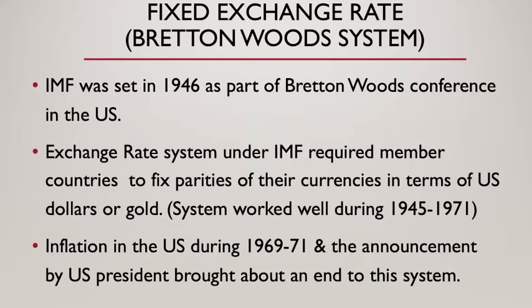The system worked well during 1945 to 1971. So there was high inflation in the US during 1968, 69 to 71. And the US government was thinking about how to combat the inflation rate. Then they decided that maybe ending this fixed exchange rate system might be better for the US, and they decided that we will no longer have a fixed exchange rate system.